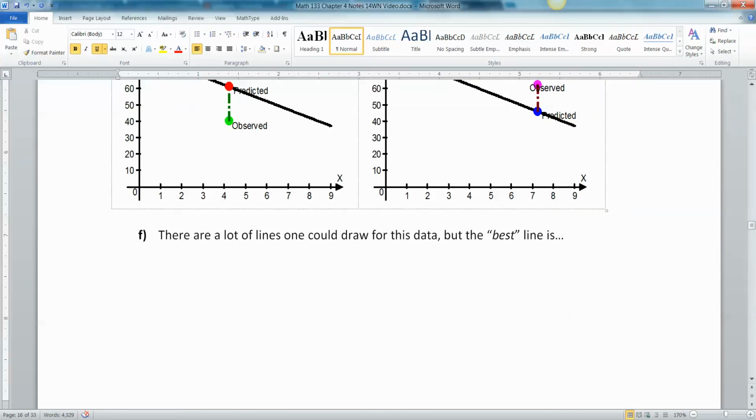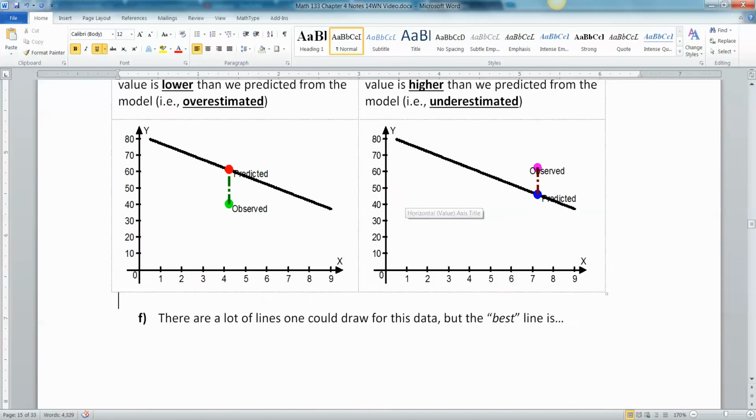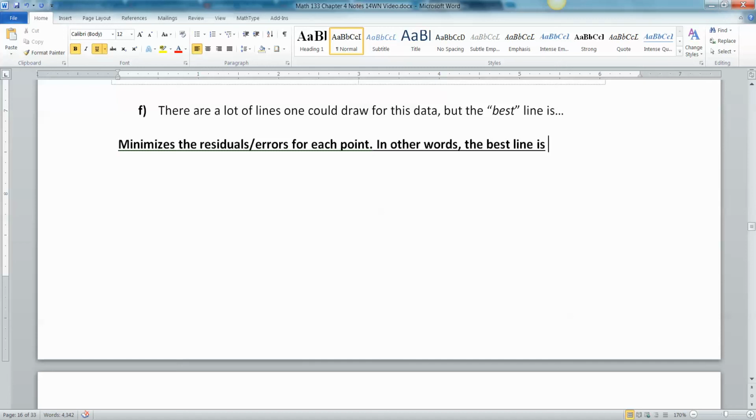Now, there are a lot of lines that I could draw, right? When I have a scatter plot like this, you could draw lines all over the place, right? But the best line is the one that minimizes the residuals. Actually, it minimizes the squares of the residuals, which we'll talk about in a minute. But it minimizes the residuals, i.e. the errors for each point. In other words, the best line is off.